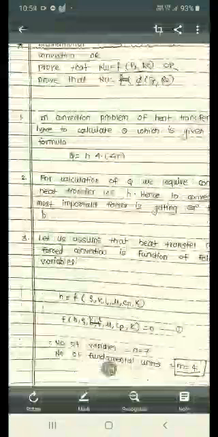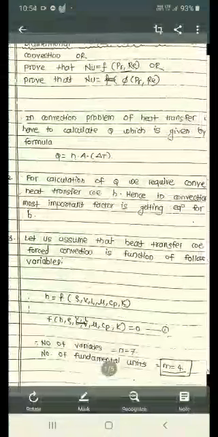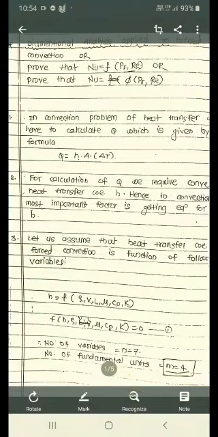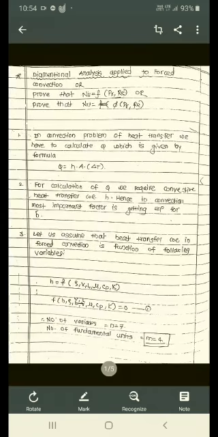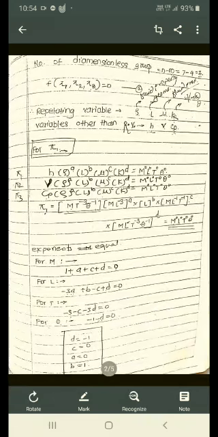Here the number of variables is equal to 7 and the number of fundamental units is equal to 4. The number of dimensionless groups can be calculated as n minus m, that is 7 minus 4, since 7 variables are there and fundamental units are 4. So the dimensionless groups will be 7 minus 4 is equal to 3. So this can be expressed as f of pi 1, pi 2 and pi 3.